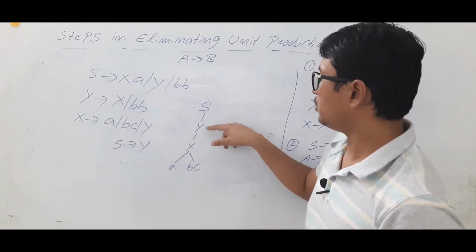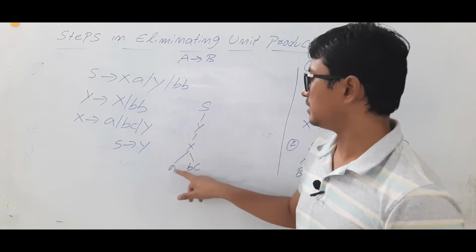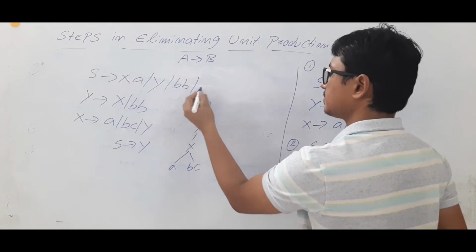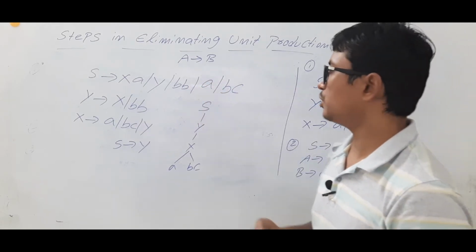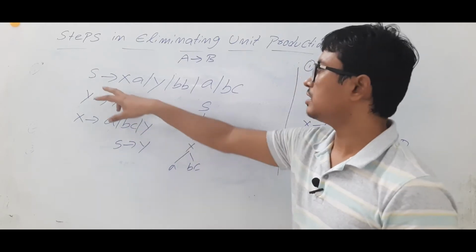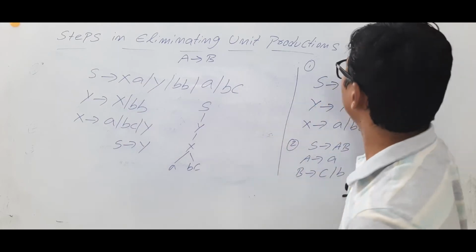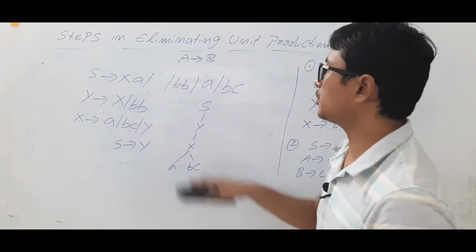So when you remove this S determines Y, you are losing the A determines BC. Am I right or wrong? A and BC. So you add them. Are you able to understand it or not? So you have added all the productions which you will lose if you remove the S determines Y. Now you can remove this S determines Y production. That is the step 2.